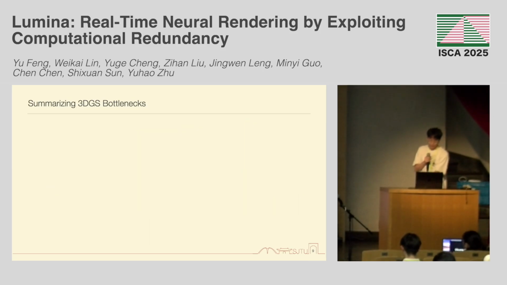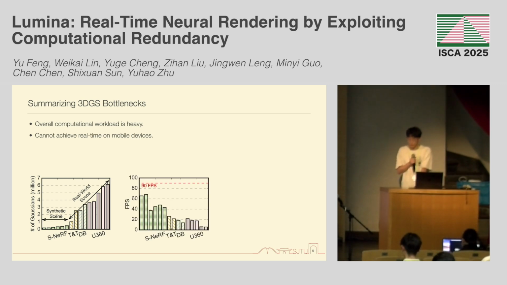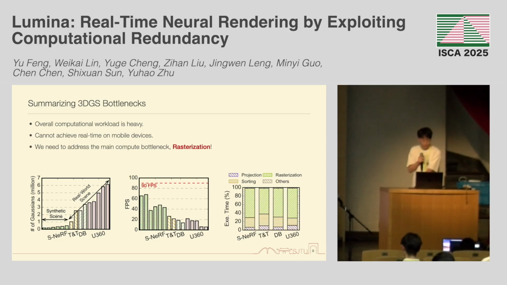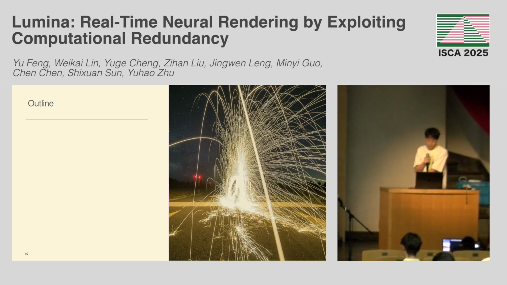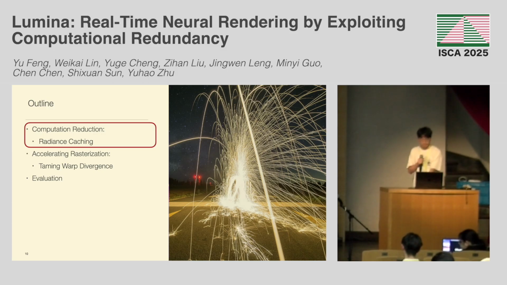So to summarize, the overall computation of 3D-GS is heavy and it cannot achieve real-time performance on mobile devices. And most importantly, the main computation bottleneck is rasterization. So based on our characterization, we will first talk about how to reduce the computation by using our radius caching techniques. However, once we apply radius caching on 3D-GS, we will inevitably introduce warp divergence on GPU. So we address warp divergence, or workload imbalance across threads, via our algorithm and hardware co-design. Lastly, we show our evaluation. So let's talk about the radius caching.